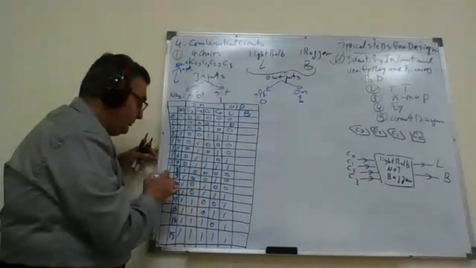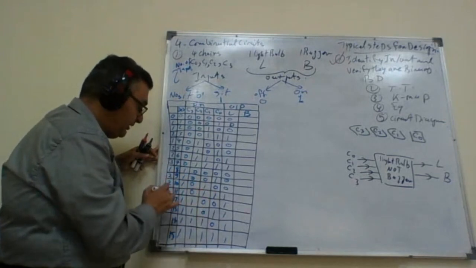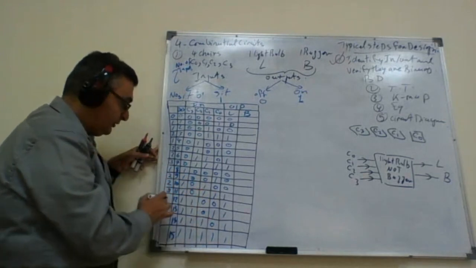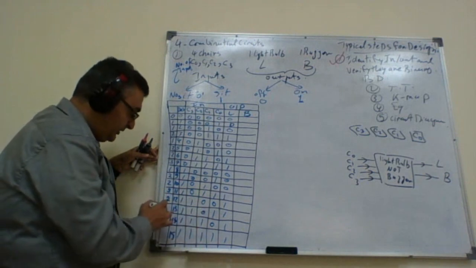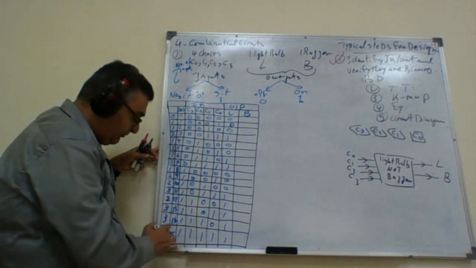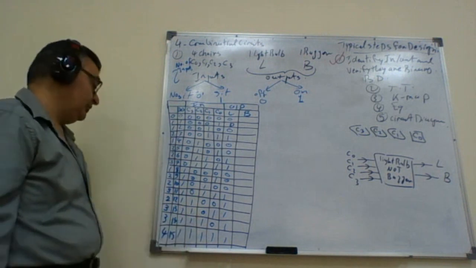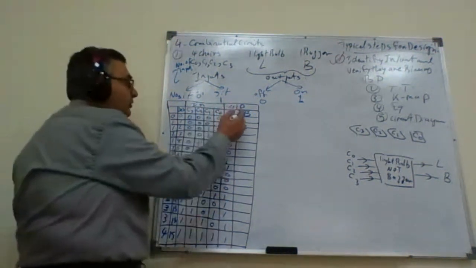1, 0, 0, 1 means 2. 0, 1, 0, 1 means 2. 1, 1, 0, 1 means 3. 0, 0, 1, 1 means 2. 1, 0, 1, 1 means 3. 0, 1, 1, 1 means 3. And finally, I have the 4 students sitting on the chairs. So this way, I count the number of students.